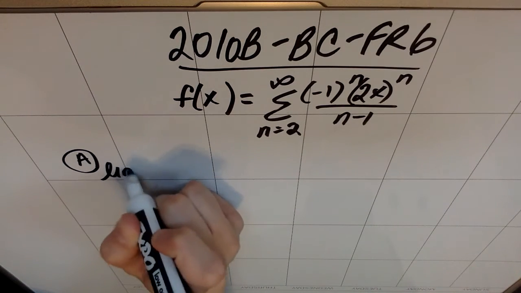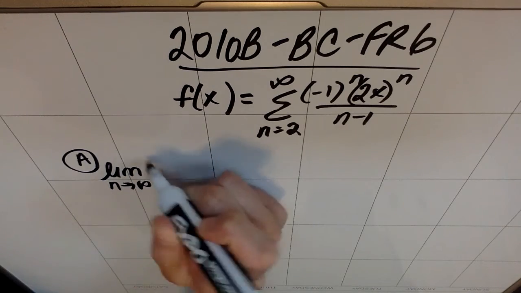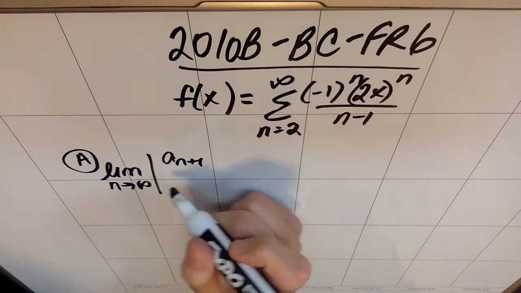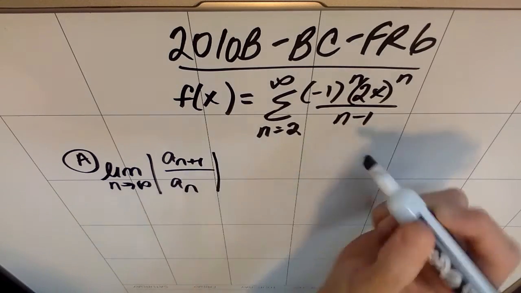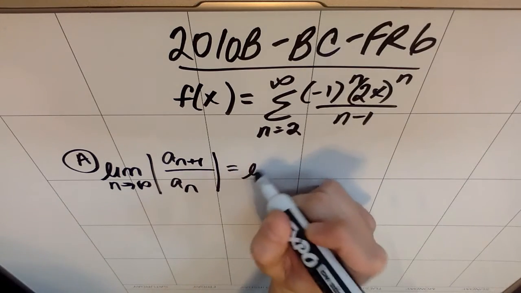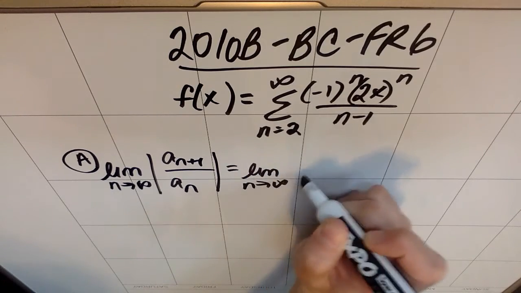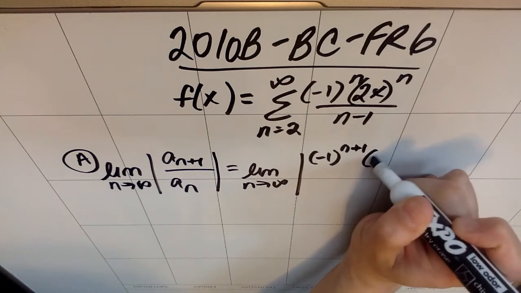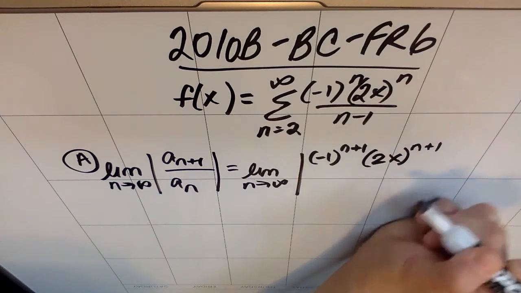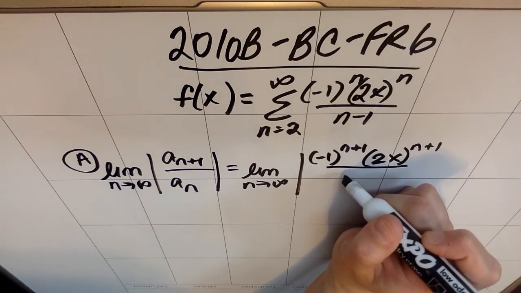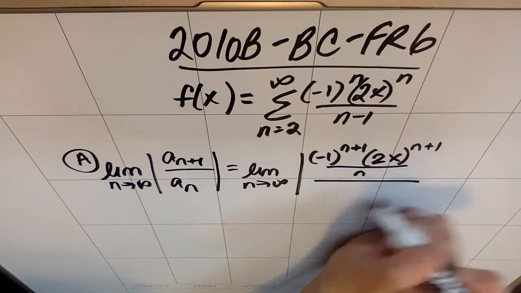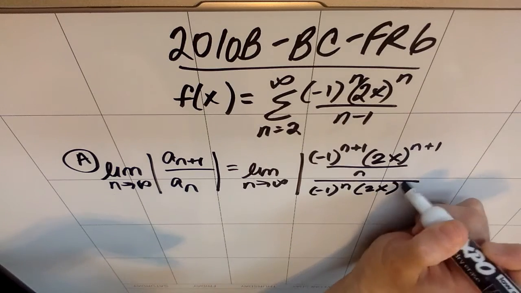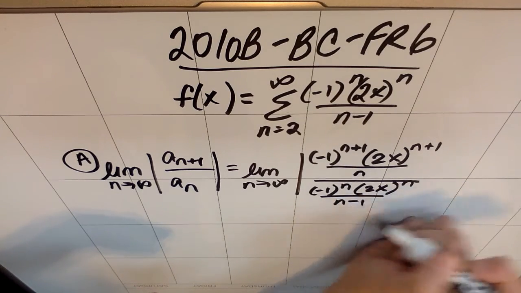So the ratio test is the limit as n approaches infinity of the absolute value of a sub n plus 1, which is going to be this term, but with n plus 1s instead of n, over a sub n, which is just going to be this term exactly as it is. So that's going to be the limit as n approaches infinity of, when I plug in n plus 1s, I'm going to get a negative 1 to the n plus 1, a 2x quantity to the n plus 1, over an n plus 1 minus 1, which would just be an n, divided by this exact term just recopied, right? Negative 1 to the n, 2x quantity to the n, and an n minus 1.